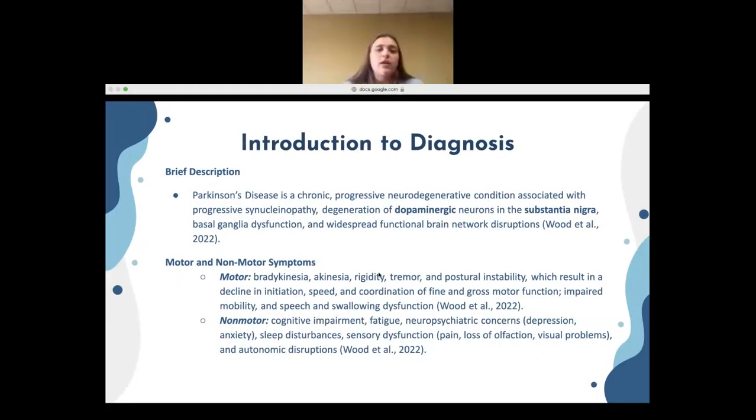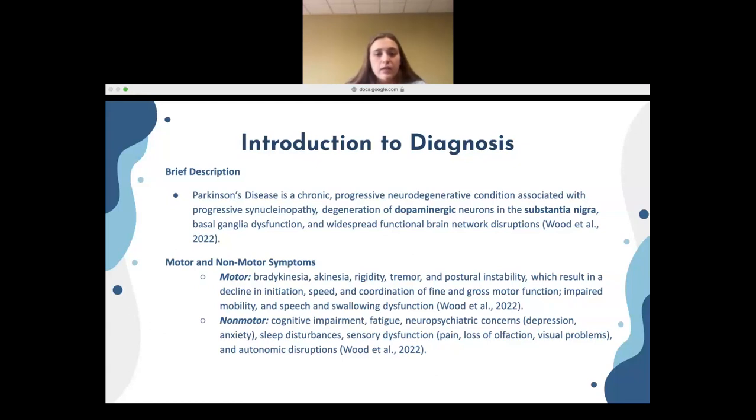So to start with the introduction to the diagnosis, a brief description is Parkinson's disease is a chronic progressive neurodegenerative condition associated with progressive synucleinopathy, degeneration of dopaminergic neurons in the substantia nigra, basal ganglia dysfunction, and widespread functional brain network disruptions. Motor symptoms and non-motor symptoms are apparent in this disease.